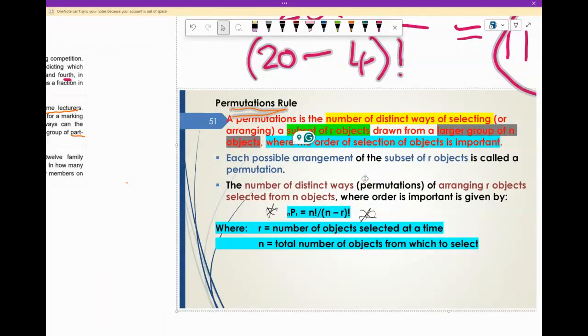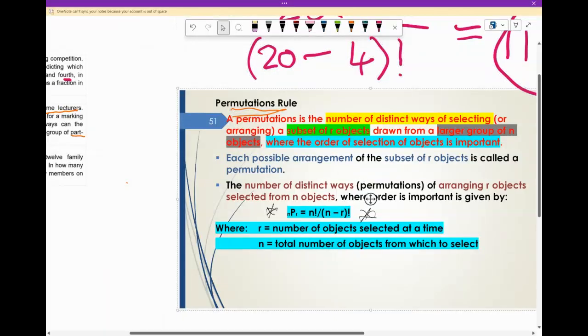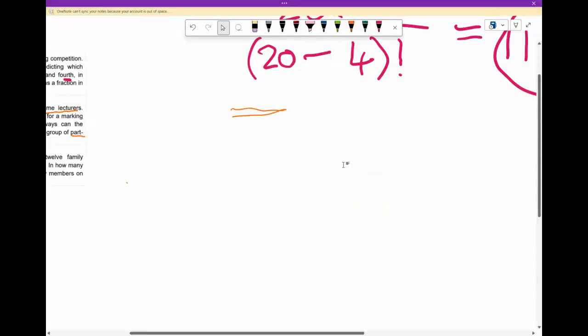Ways, yes, it's ways. So order here doesn't matter. We just want to know how many different ways we can make up a team of 8 marking lecturers. Does that make sense? So this is not a permutation question. Let me remove this slide and then we go and look.